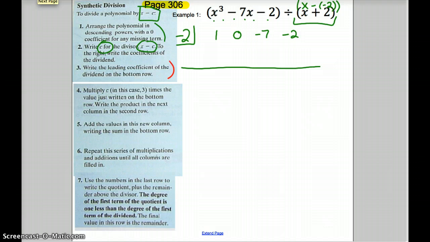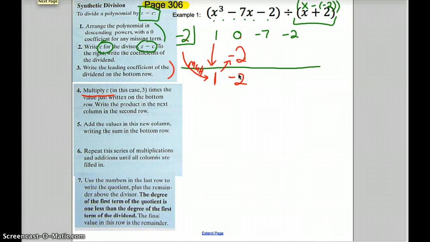Now, here's what we're going to do. We're going to drop this leading coefficient of 1 down. That's always your first step. Now we're going to follow this process that will be repeated until you end. You're going to multiply this number by the c value. So we always multiply, and we'll get negative 2, and we'll write that in here. So we multiply and insert. Then we add. 0 plus -2 is -2.